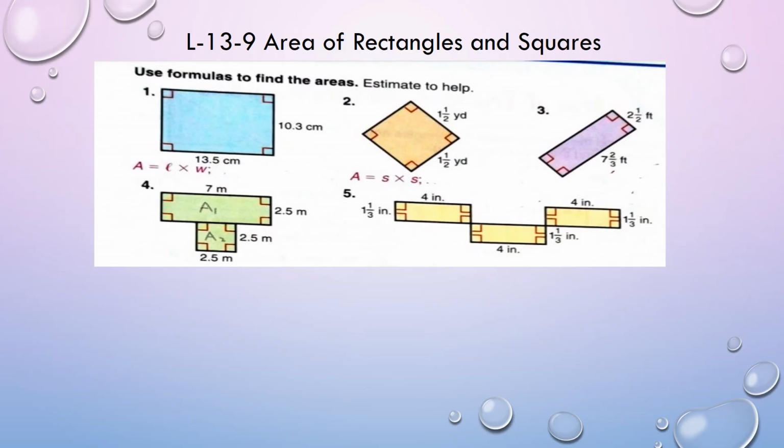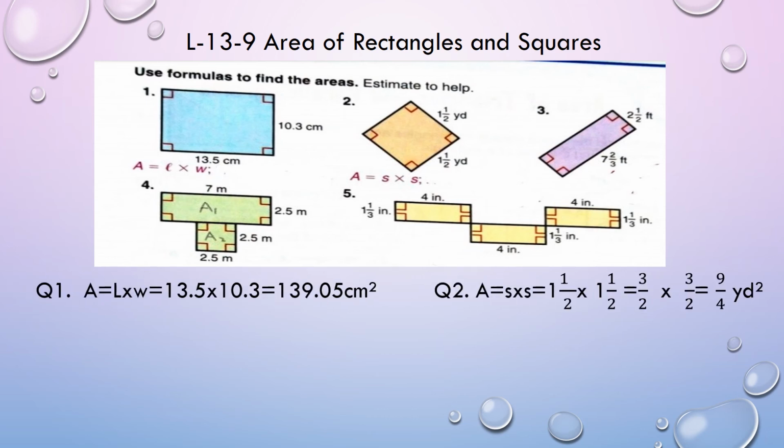Now start with your book questions. Unsolved questions are there. Then question number 1 and 2. You can see this is your rectangle, so length into breadth. This one is your square, side into side. How to find this one? 13.5 multiplied by 10.5. What is the answer? 139.5 centimeter square. I think it is very easy.